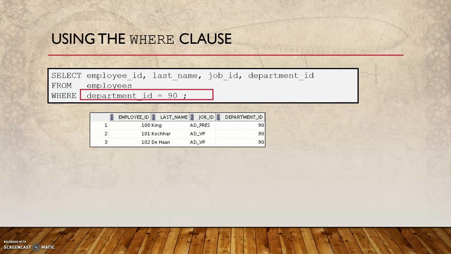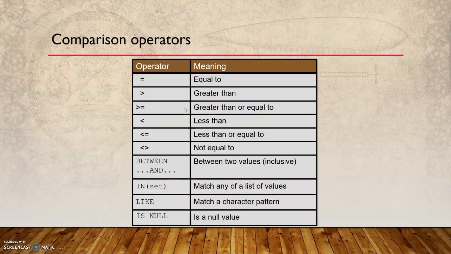It's a primary key for that table. It is unique for that table. You cannot have the same employee ID for multiple employees. So if you use employee ID instead of department ID, you'll get a single row. Similarly, in a department table where department ID is 90, you will get only one entry there, because department ID will be a primary key in that table.